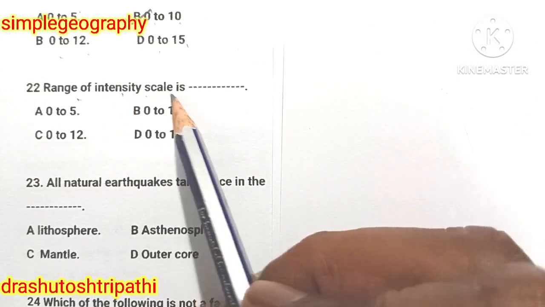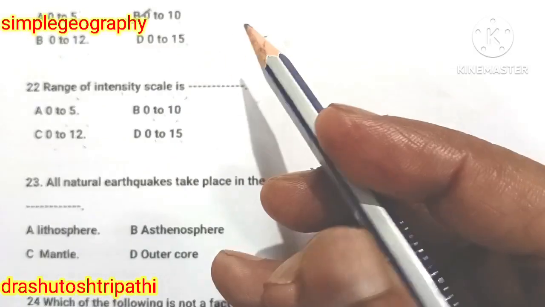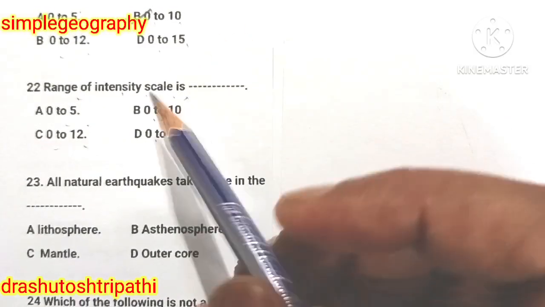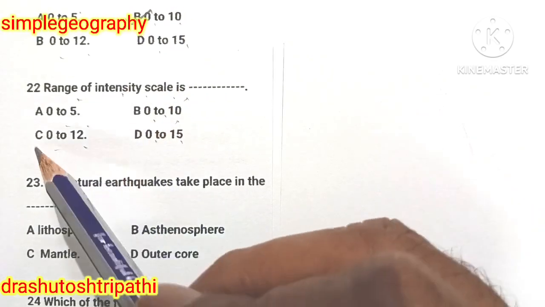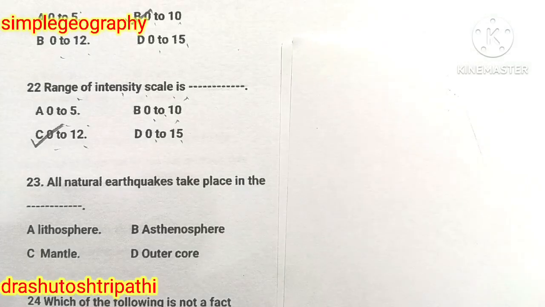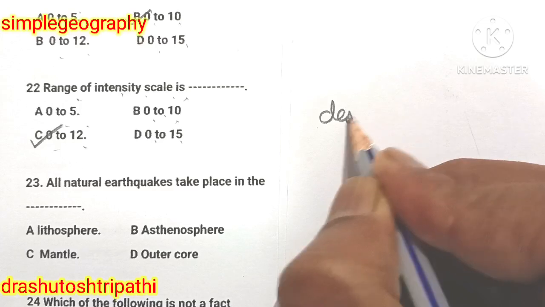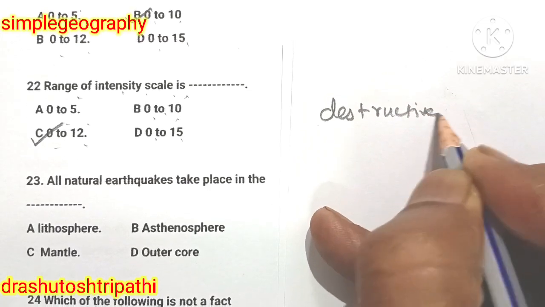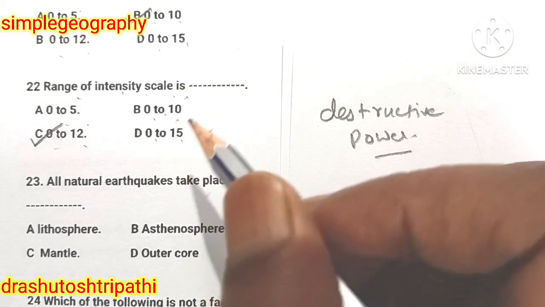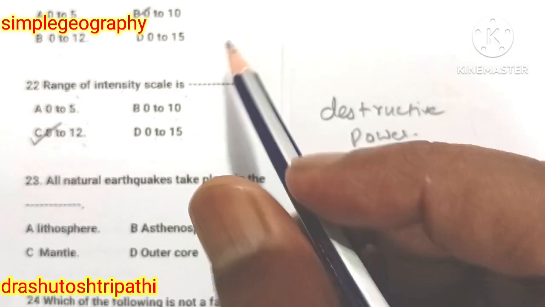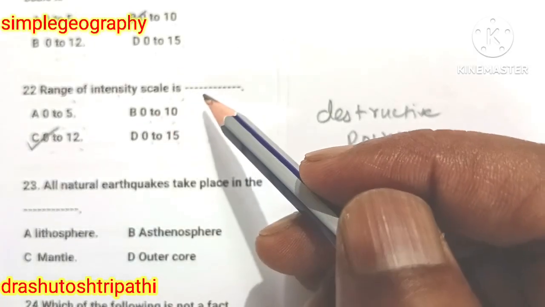The range of intensity scale is 0 to 5, 0 to 10, 0 to 12, or 0 to 50. This question is different. How is it different from the previous one? Earlier we measured the magnitude of the earthquake, now intensity. The answer is 0 to 12. What does intensity mean? It means the destructive power of the earthquake. How much destruction takes place when the earthquake occurs? According to the destruction, that scale has been devised and it ranges from 0 to 12.